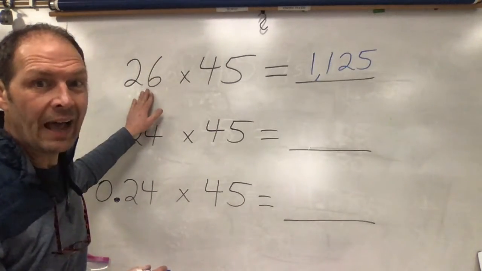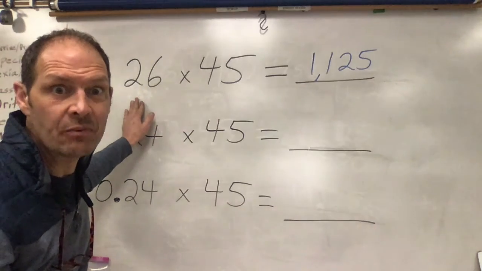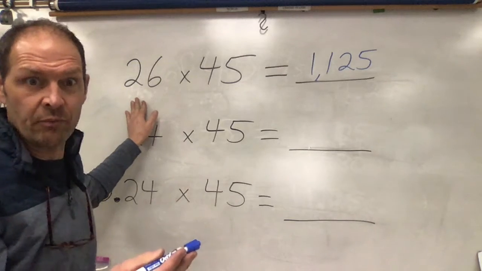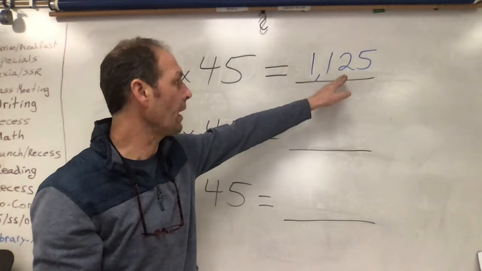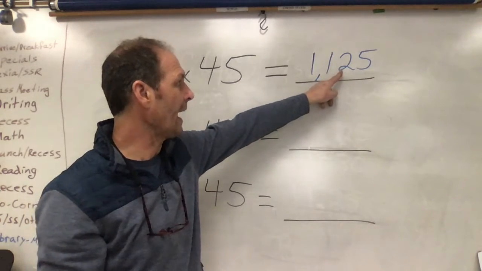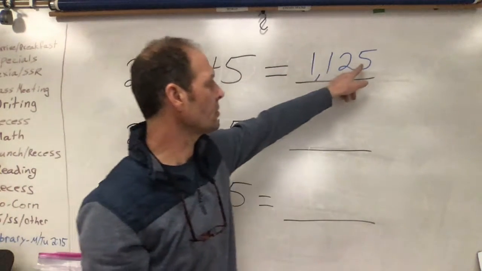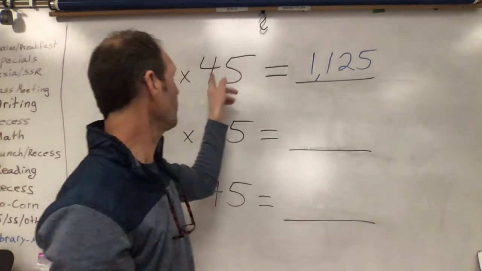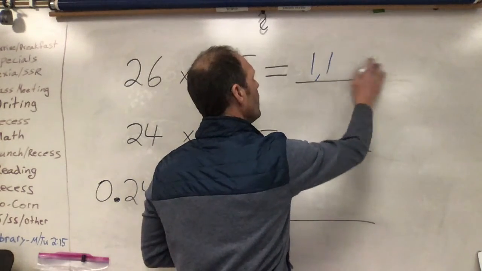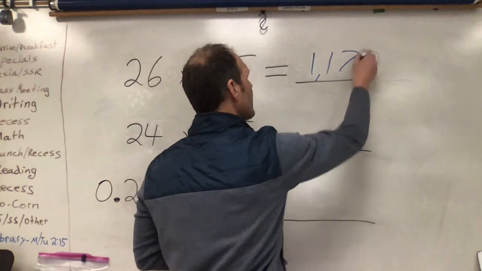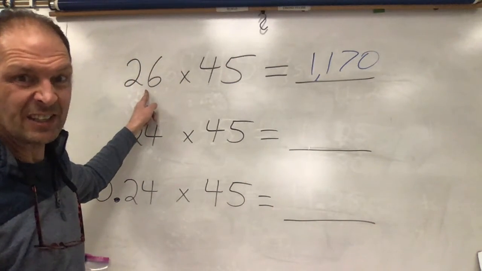But we don't have 25 45s this time. We have 26 45s. That's an extra 45. So we have to add an extra 45 into our answer. So I've got to add 45 into this. Now I would probably go 5 plus 20 is 30, plus that 40 would take it up to 70. So our answer should be 1,170. So I did 26 45s instead of just 25.